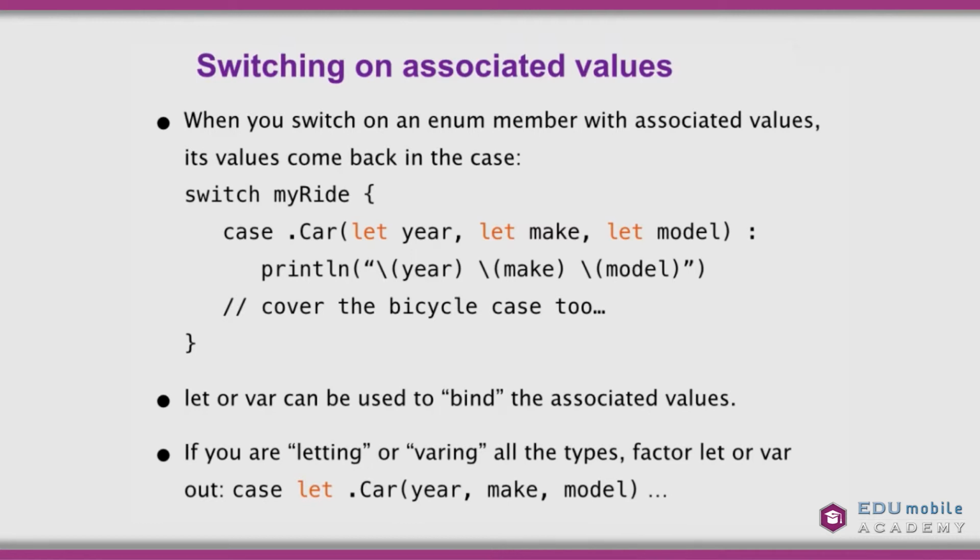We'll have to cover the bicycle case too, but I'm leaving that out just to save room on the slide. We can use a let or a var. If we're going to modify things, we can use a var. So we could have said var year, var make, let model. But if you're letting or varring all of the types, regardless of what type they are, you can factor the let or the var out. So we could say case let .car year, make, model. That would do the same thing that we've done up above.